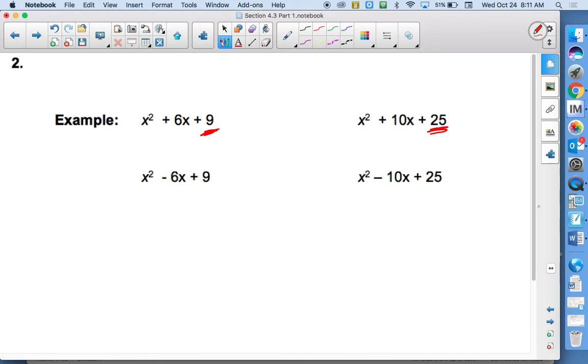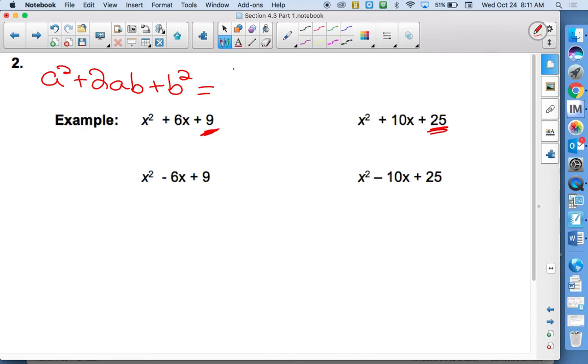This pattern says a squared plus 2ab plus b squared. That means the middle number is 2 times the square root of the last number. So the square root of 9 is 3. 2 times 3 is how we get 6. The square root of 25 is 5. 2 times 5 is how we get 10.